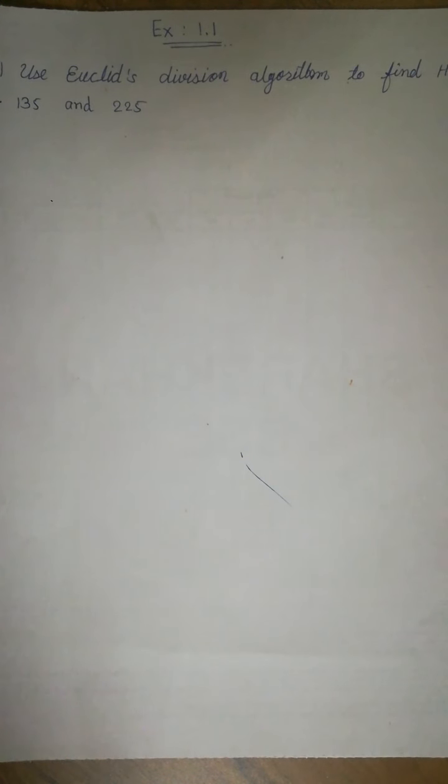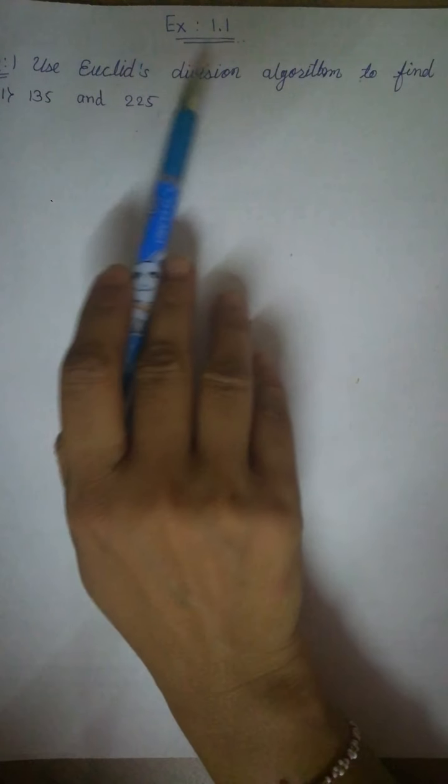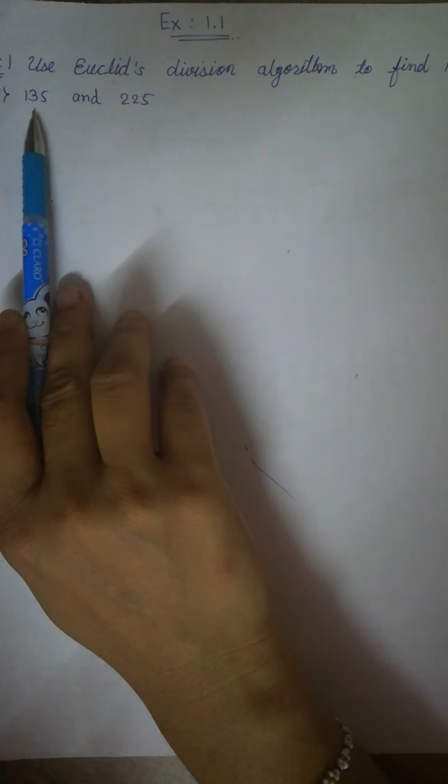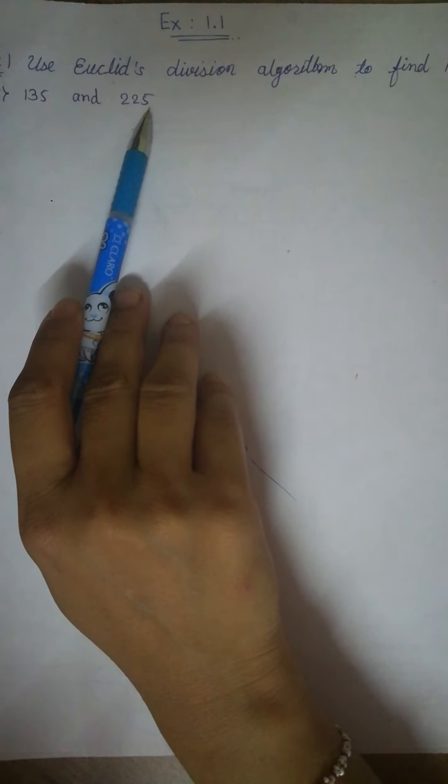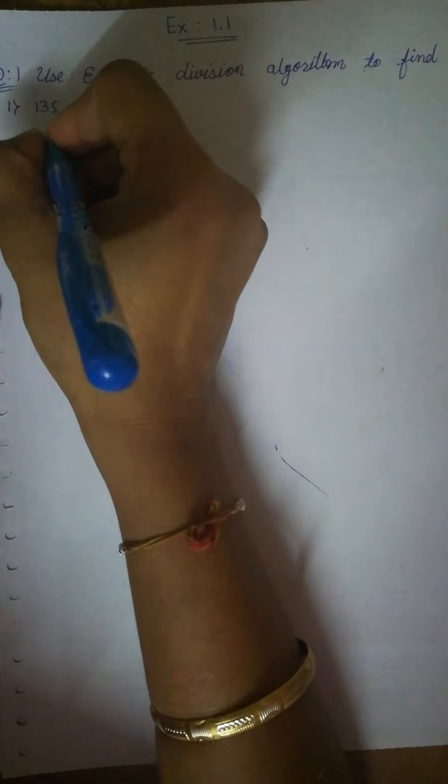In this video, we'll learn how to solve exercise 1.1 from our textbook. Let's see question 1. Question 1 is: use Euclid division algorithm to find the HCF of these two numbers, 135 and 225. As we know, in the Euclid division algorithm, to find the HCF of any two numbers, we have to first show that A is greater than B. We assume one number as A and one number as B.